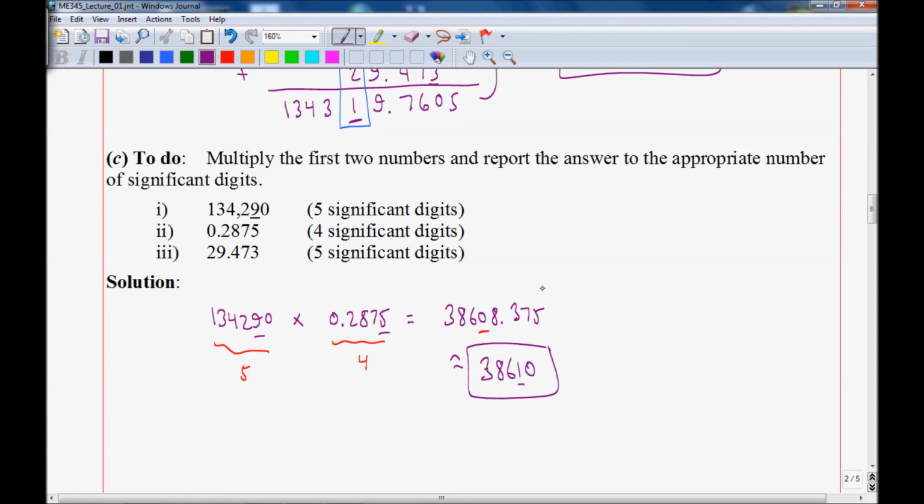One comment: I would use this entire number here if I had to use that number in subsequent calculations. So in other words, I wouldn't use this number, which is rounded. I would use this number to avoid round-off error in any subsequent calculations. We only use the significant digit idea in the final answer that we report.